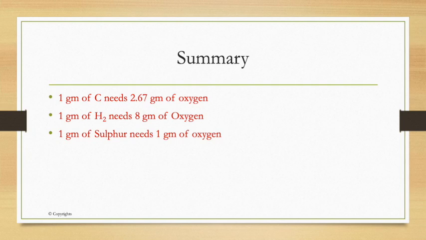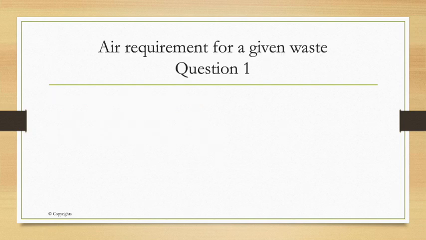Don't forget that if you want to calculate the amount of air needed, not the amount of oxygen, then you need to divide the amount of oxygen needed by 0.23. Now let's start solving some examples.